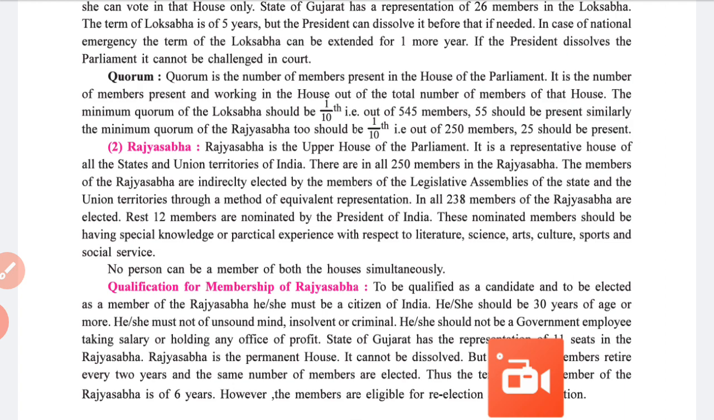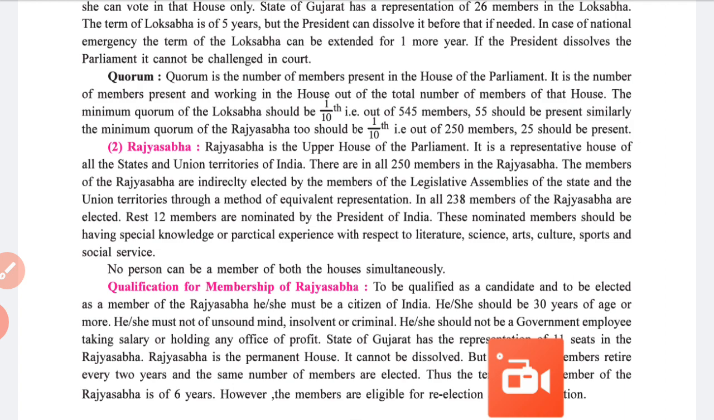In Lok Sabha, members are directly elected, while in Rajya Sabha they are indirectly elected by the members of Legislative Assembly, and Union Territory through a method of equivalent representation. In all, 238 members of the Rajya Sabha are elected. The rest, 12 members, are nominated by the President of India. Total 250 members, out of that 238 are elected and the rest 12 are nominated by the President.